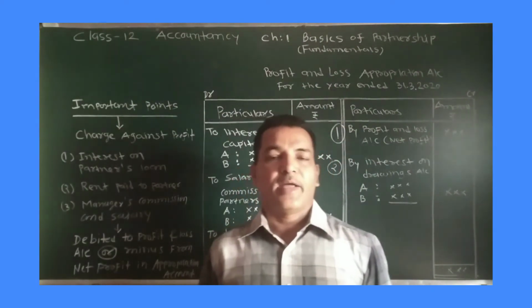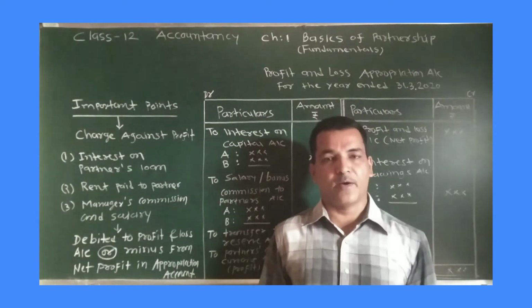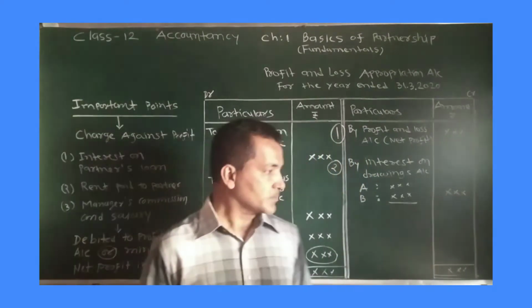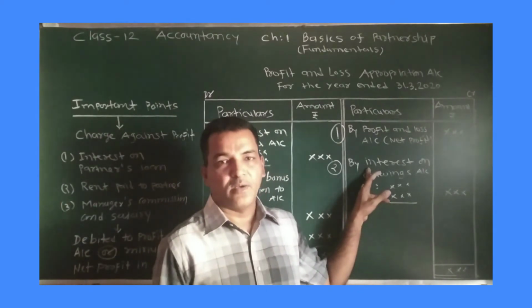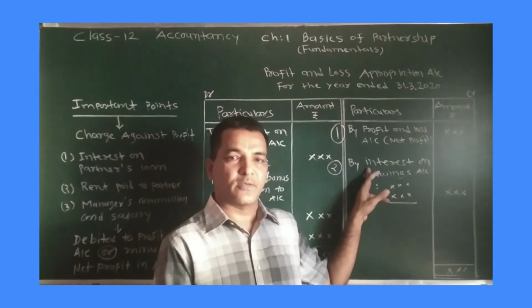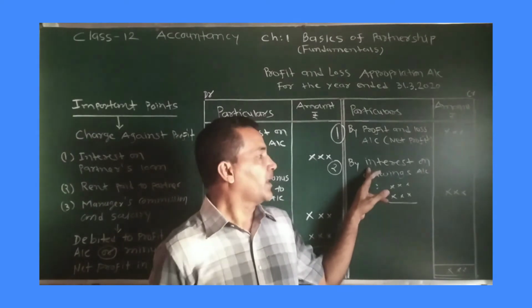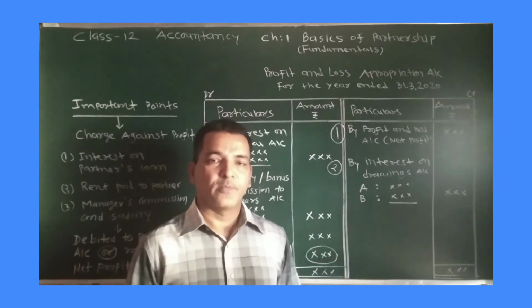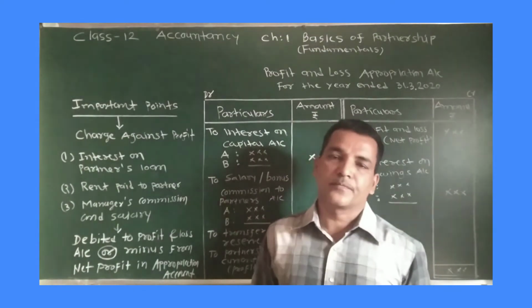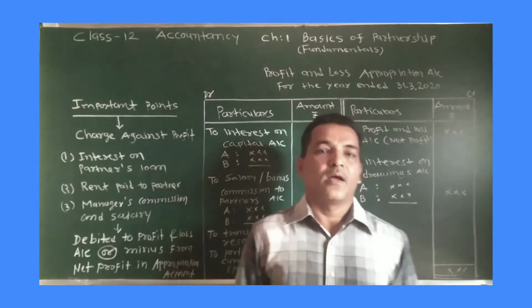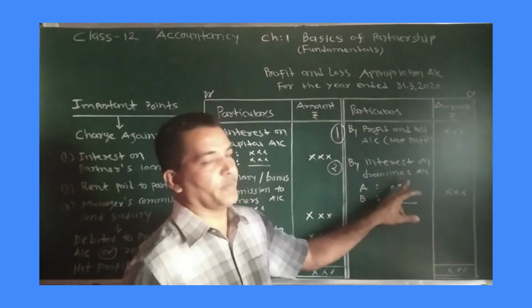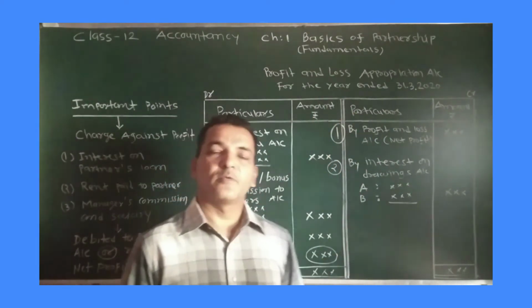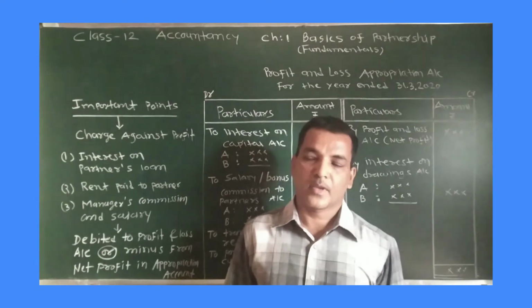First entry we write with the capital or current account like this: partners' capital or current account debit to interest on drawing account. And the second entry we write with the appropriation account, and that is interest on drawing account debit to profit and loss appropriation account. So these would be the two entries.